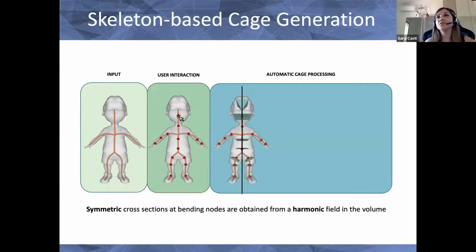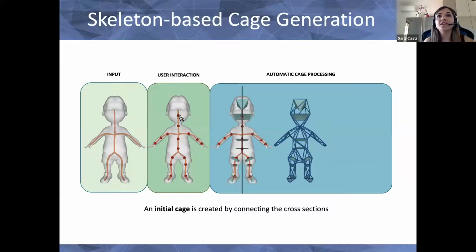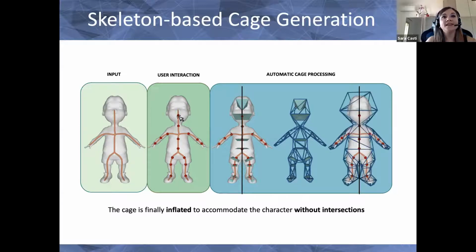Then there is an automatic processing of the cage. We build symmetric cross-sections in correspondence of each node selected by the user, through a harmonic field. We will see the details in the slides after. Then we construct an initial cage connecting the sections previously created. This cage is not a final cage because it's inside the model, even if the vertices lie on the surface. Then we inflate this cage, accommodating the character such that there is no self-intersection.